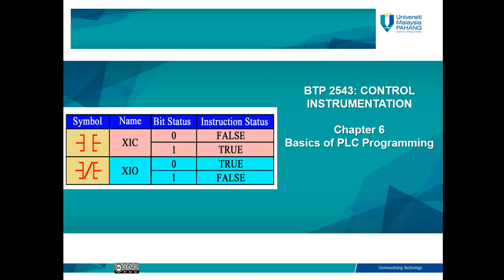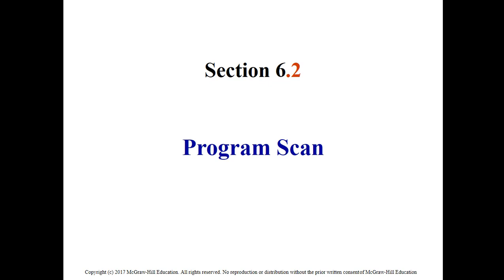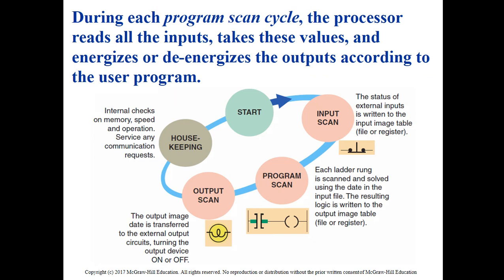In this video, we are going to talk about the program scan. The program scan is related to how the processor of the PLC will execute the PLC program. During each program scan cycle, the running of the PLC is continuous, so it consists of a sequence of scan cycles. Usually the processor reads all the input data, takes the value from input devices, and energizes or de-energizes the output devices according to the received data and according to the program saved inside the memory.